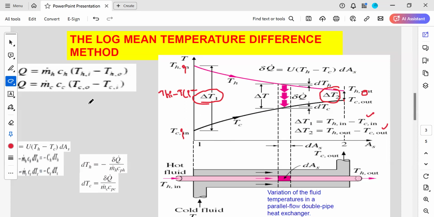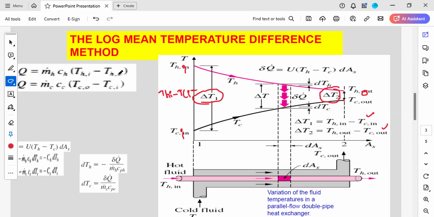Now let us take the heat given by the hot fluid. A heat exchanger is a device where heat is transferred between two fluids maintained at different temperatures. The fluid maintained at high temperature is called the hot fluid, and the fluid at low temperature is the cold fluid. Everybody knows the definition of a heat exchanger.